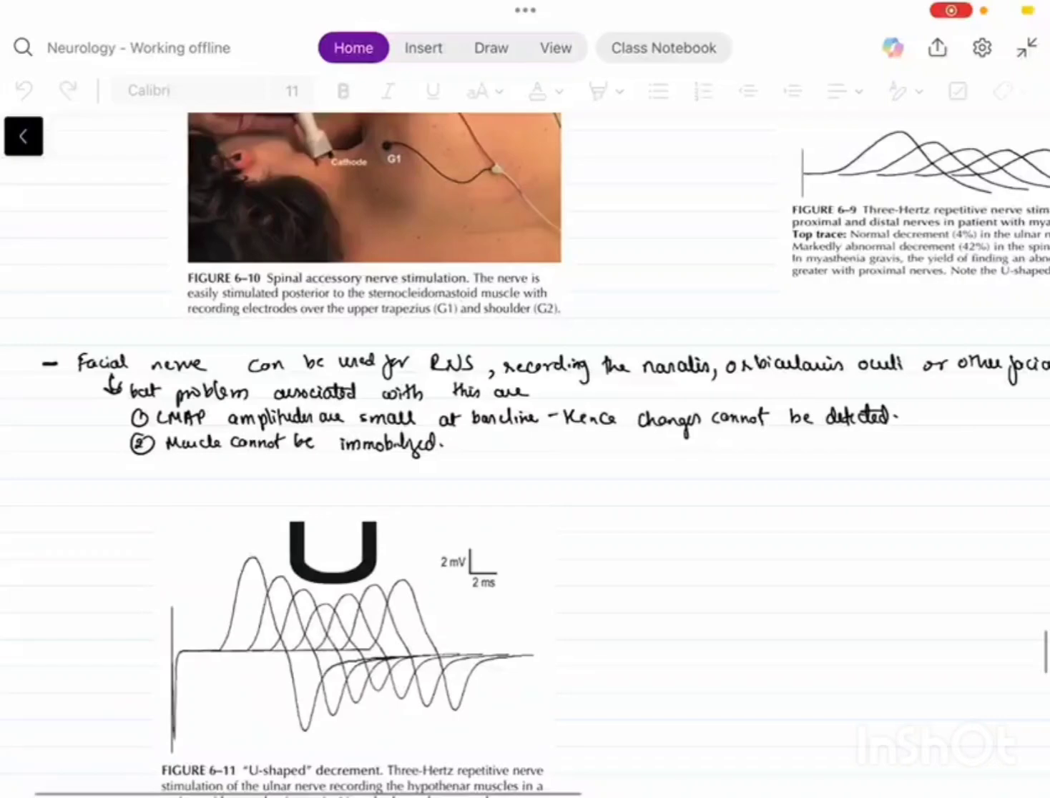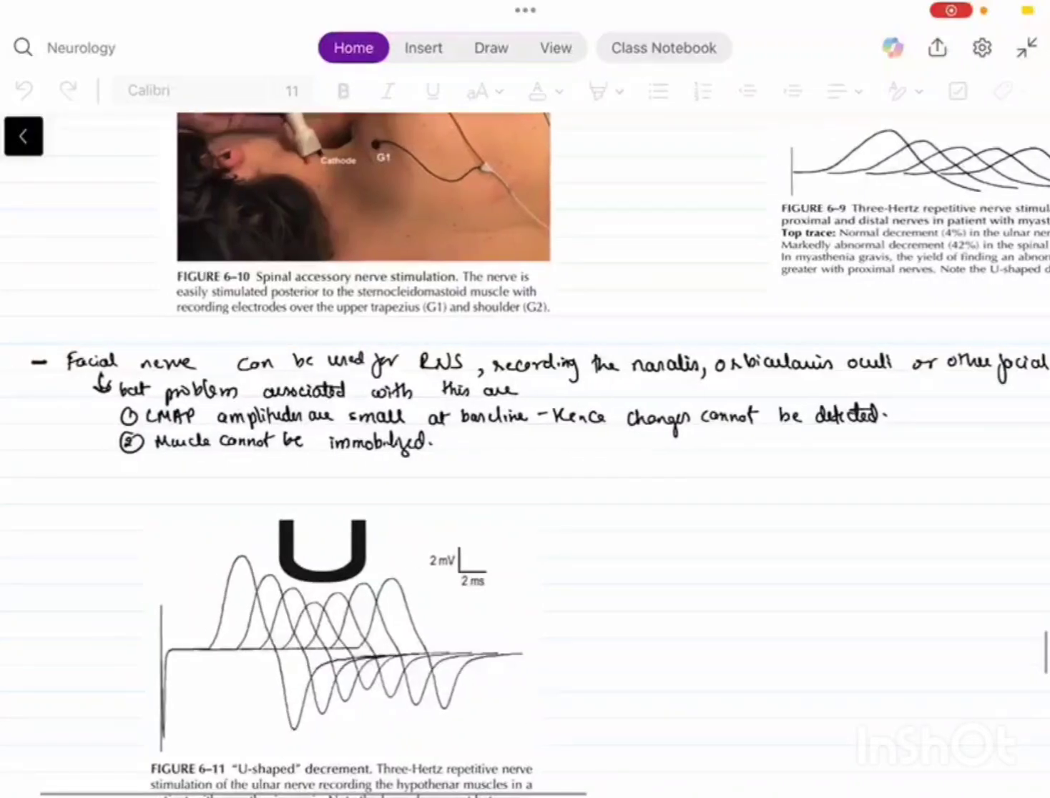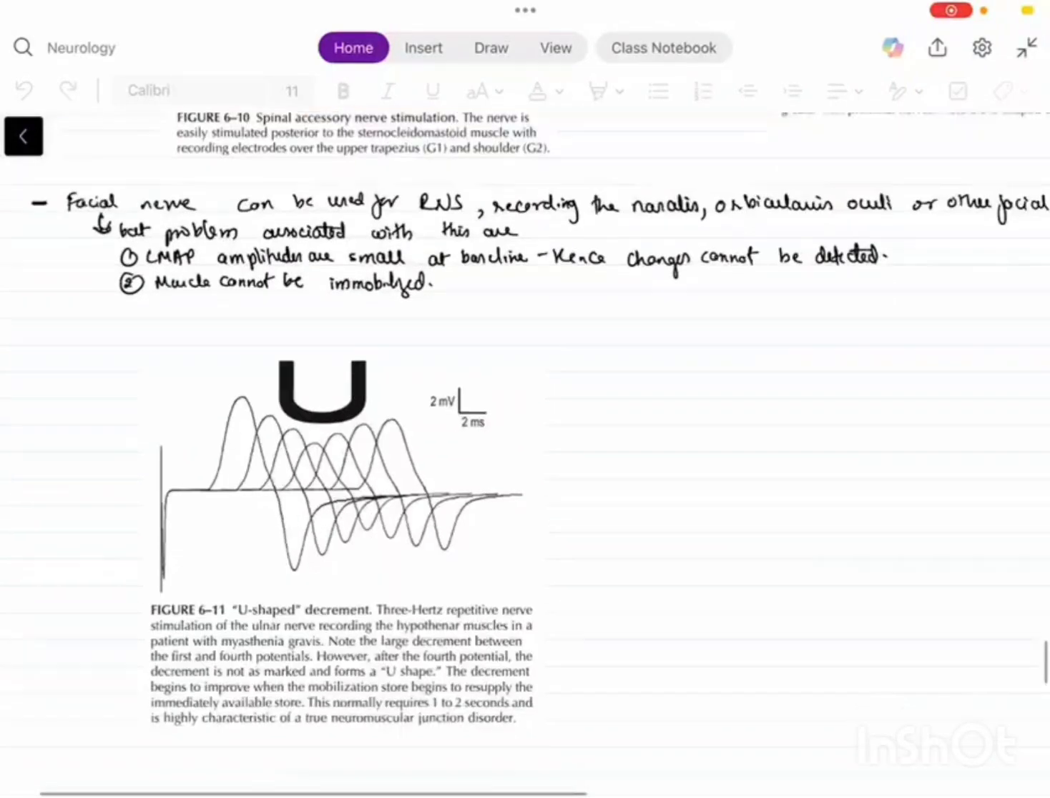Then facial nerve can be used for the repetitive nerve stimulation, recording the nasalis, orbicularis oculi or any other facial muscle. But the problem associated with this is that CMAP amplitudes are small at the baseline, hence changes cannot be detected and the muscle cannot be immobilized.